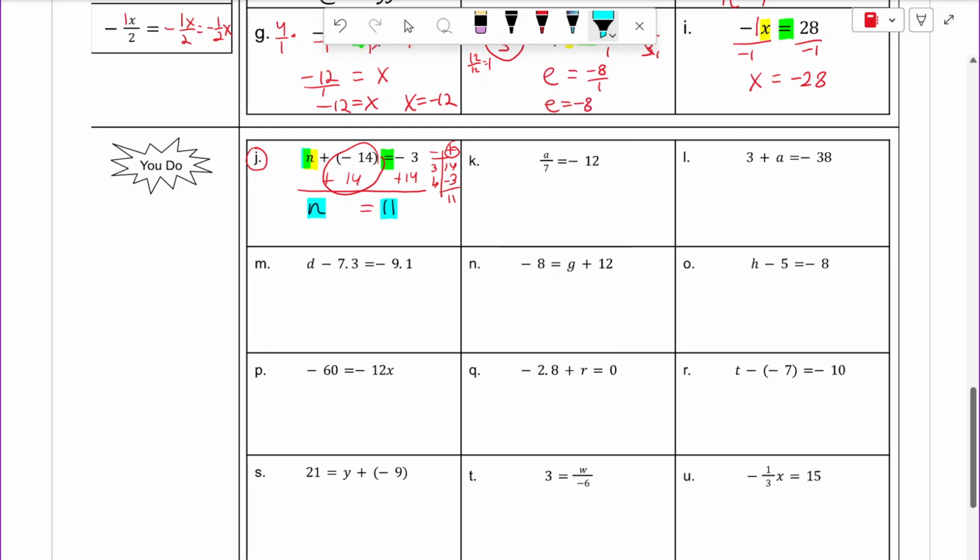So if we just exchange the n right here for 11, 11 plus -14, well, let me try that again. Let's try it again, -14. Well, if you add those together, you do get -3, so it is a true statement. Okay, pause the video and try K now.